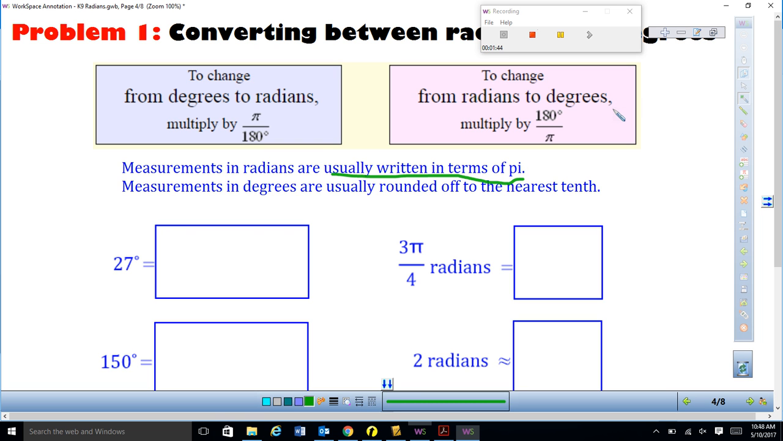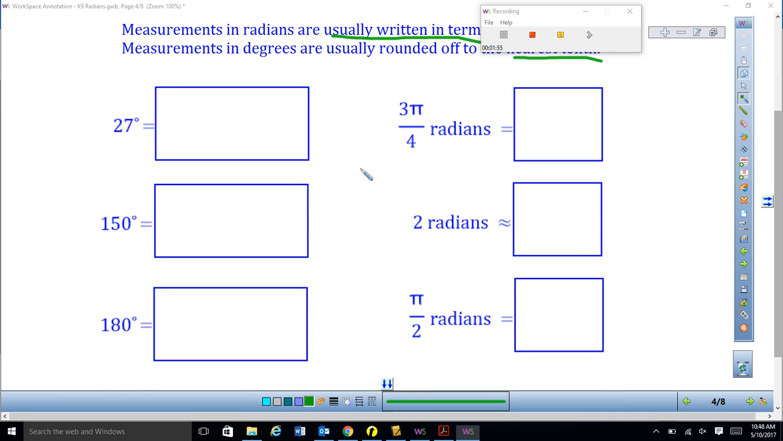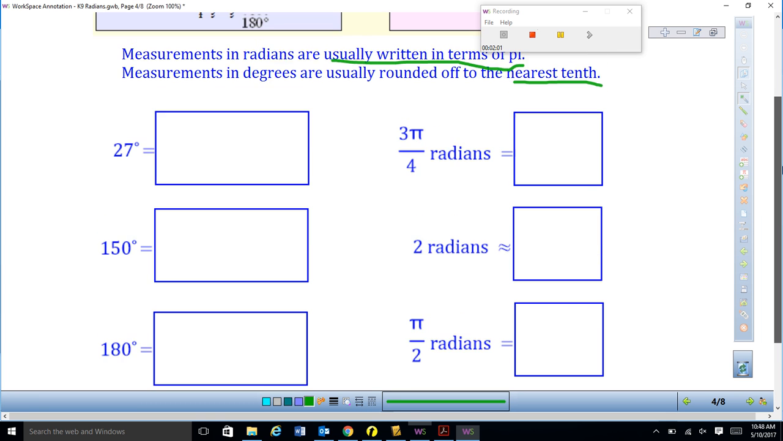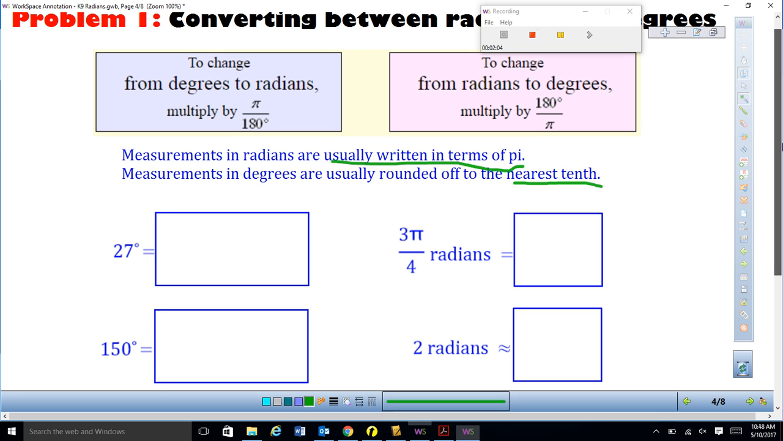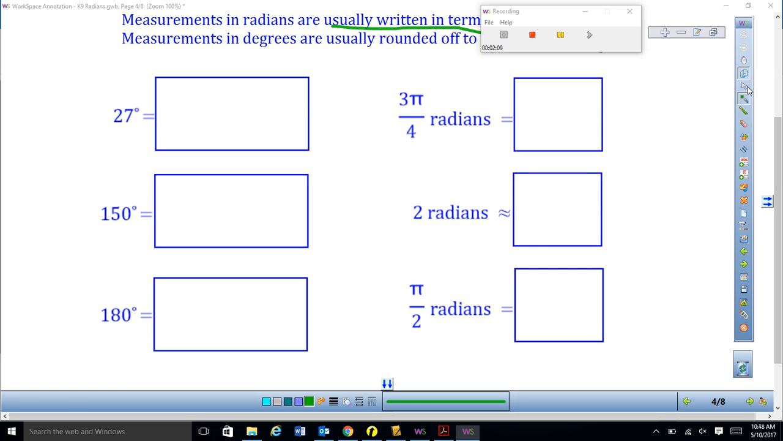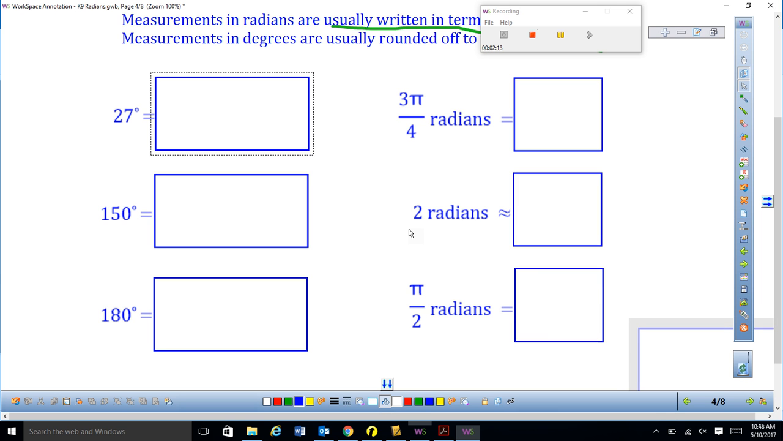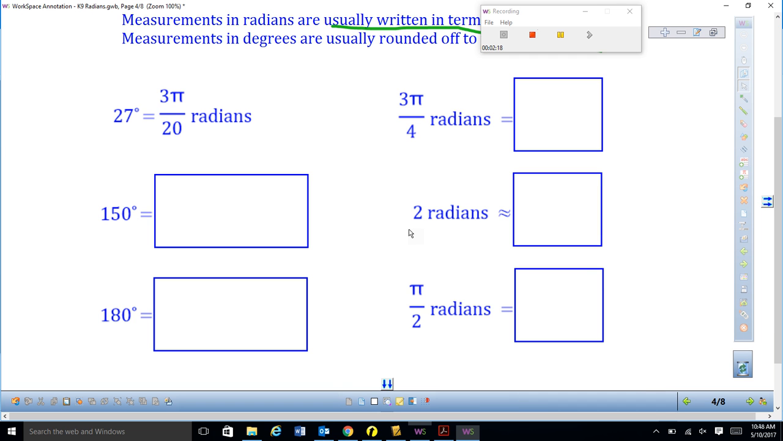Measurements in degrees are usually rounded to the nearest tenth. So going through with this lesson and these notes, please round to the nearest tenth. So first we're going to start off with 27 degrees. Now remember, to change from degrees to radians, we multiply by pi over 180. So when I multiply 27 by pi over 180, I get 3 pi over 20 radians, or 3/20th times pi radians.